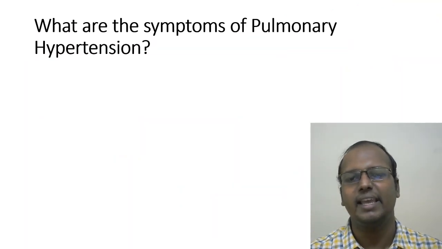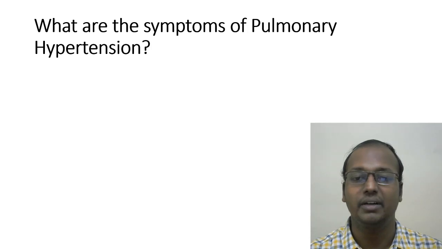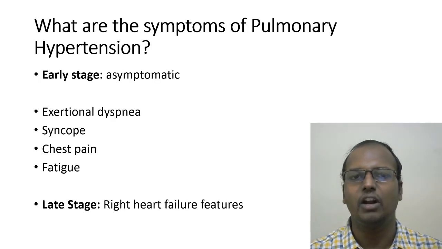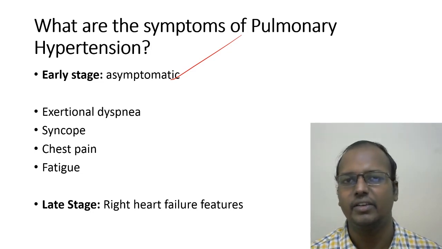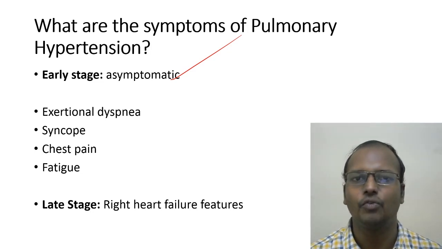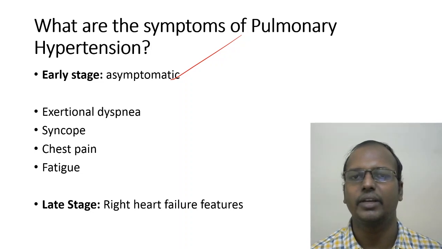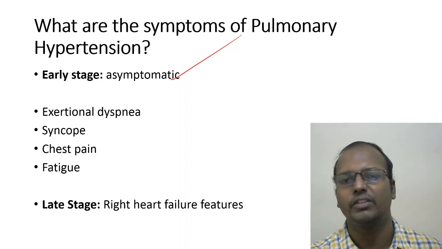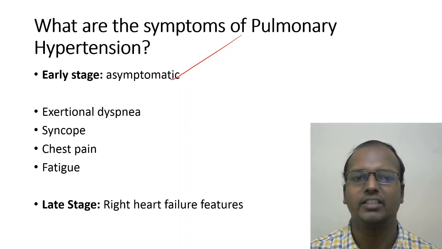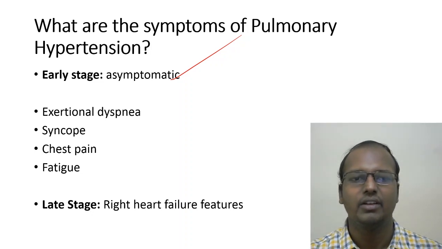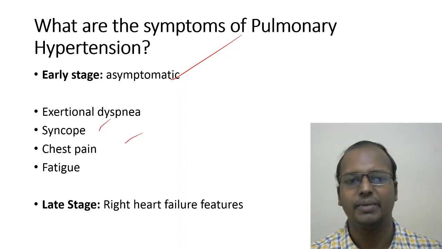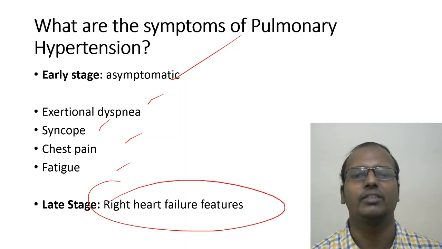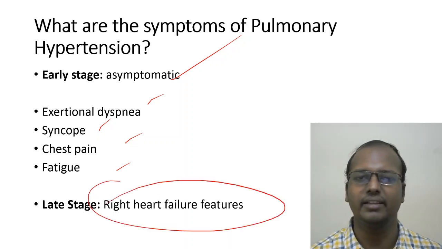So what are the symptoms of pulmonary hypertension? It is once again the same symptoms as aortic stenosis. But remember, in the early phase there will not be any symptoms; it is asymptomatic. If a patient, especially a 25 to 30 year old individual, comes with exertional dyspnea, suspect pulmonary hypertension. The symptoms will be syncope, chest pain, fatigue and exertional dyspnea. In the late stage, there will be right heart failure features, that is ascites, pedal edema, like that.